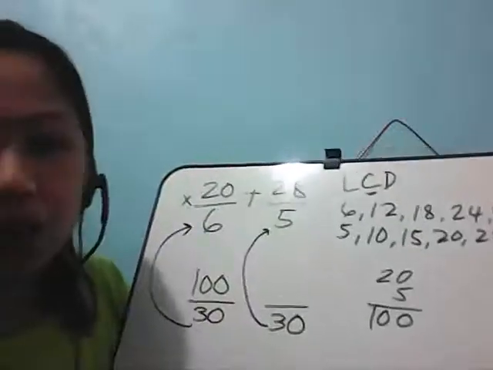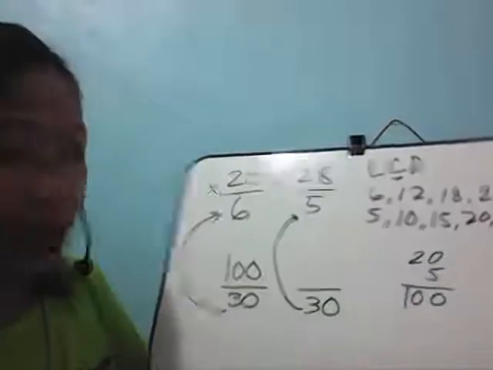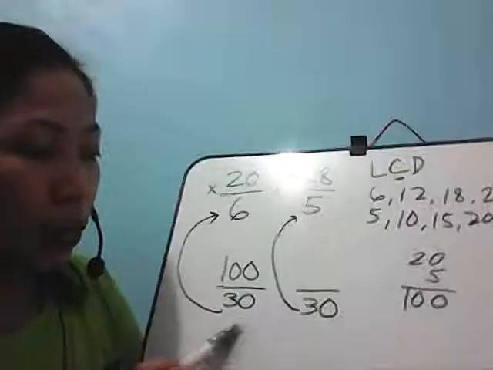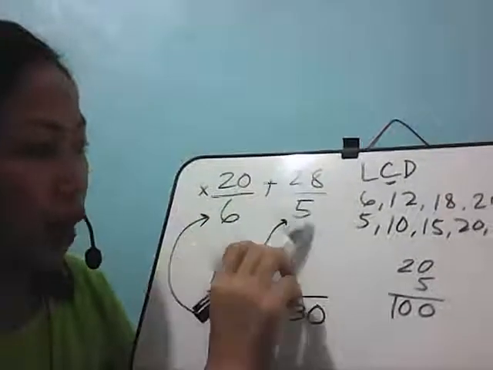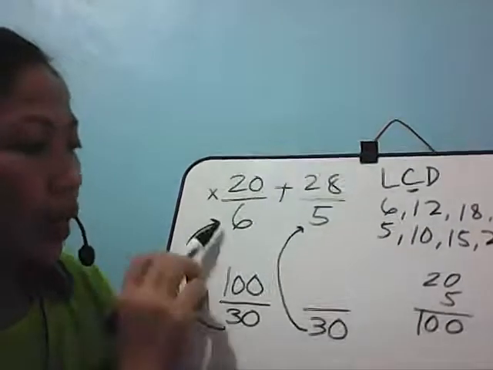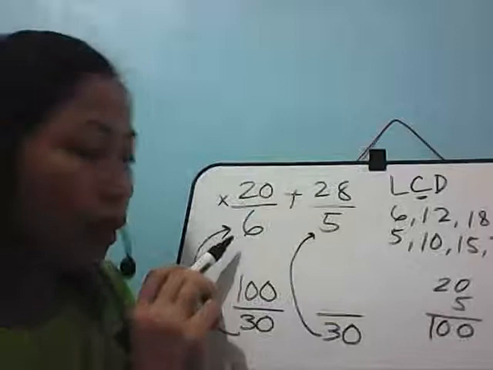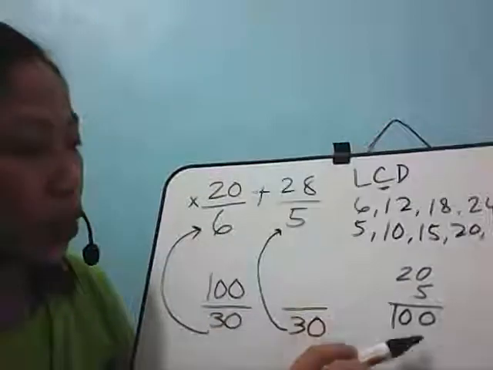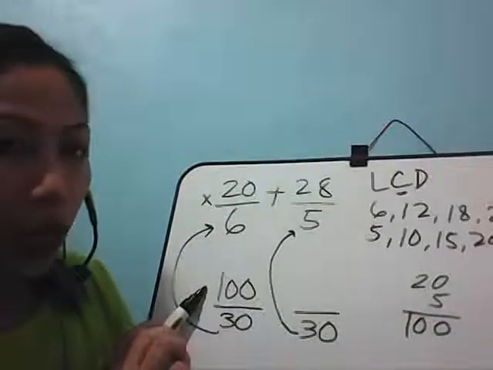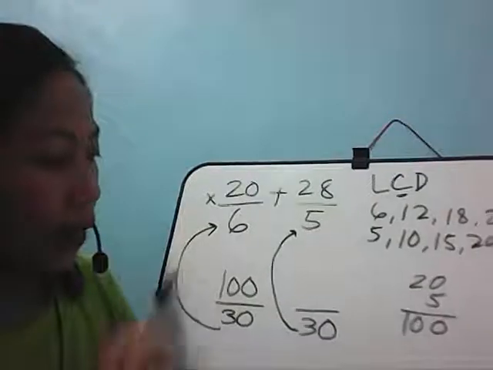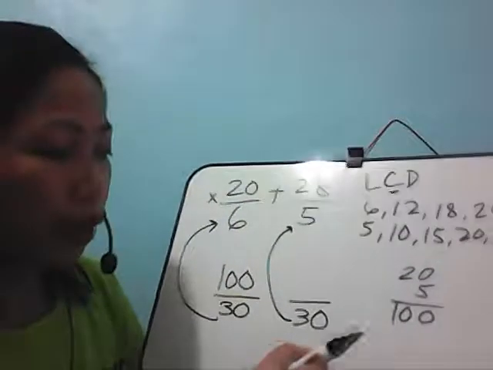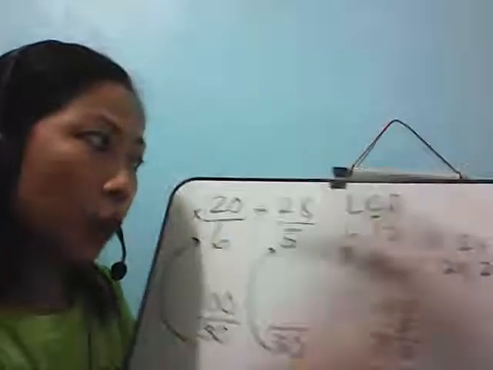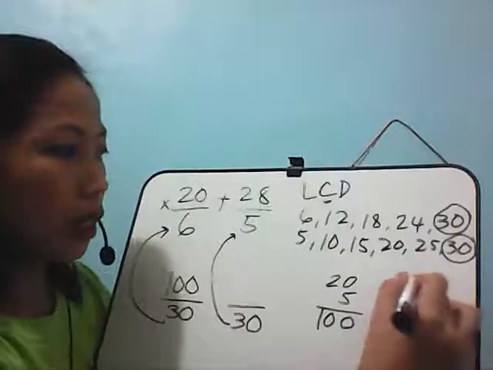Now, again, where do we get 100? Because 30, which is our new common denominator of 6 and 5. 30 divided by 6 is equal to 5. Then 5 times 20 is equal to 100. Kaya ang ating bagong numerator is 100. Now, the same thing with this. 30 divided by 5 is 6. 6 times 28, or 28 times 6.